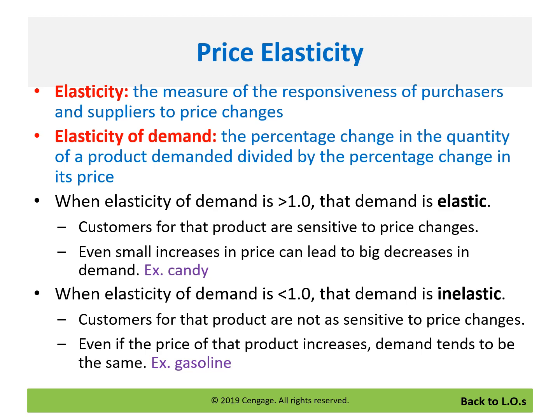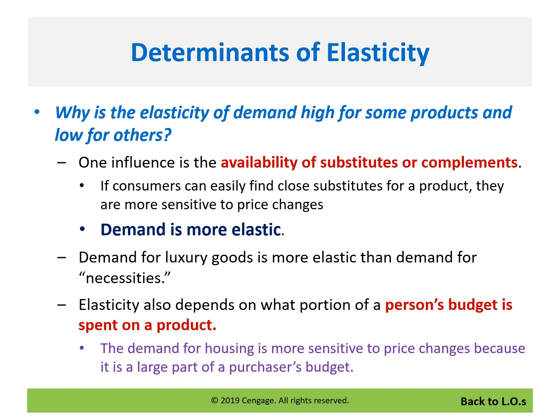Why is the elasticity of demand high for some products and low for others? One influence is the availability of substitutes or complements. If consumers can easily find a close substitute for a product, they are more sensitive to price changes. Demand is more elastic. Demand for luxury goods is more elastic than demand for necessities. Elasticity also depends on what portion of a person's budget is spent on a product. Example, the demand for housing is more sensitive to price changes because it is a large part of a purchaser's budget.